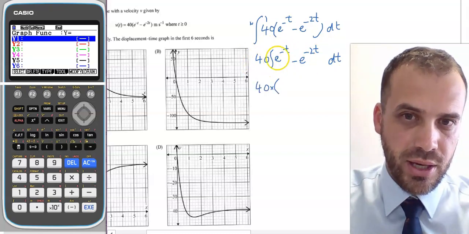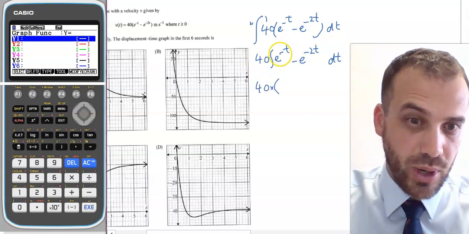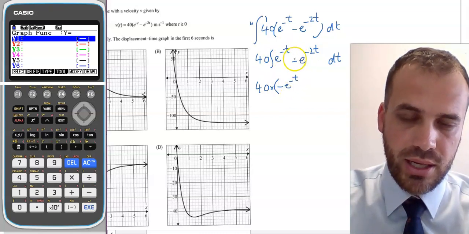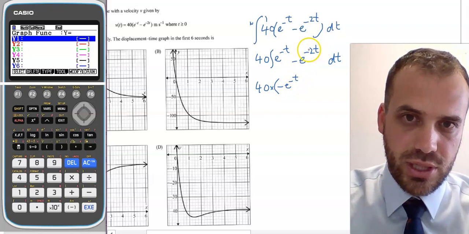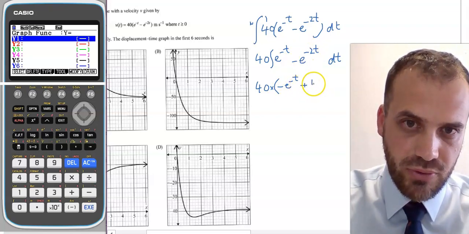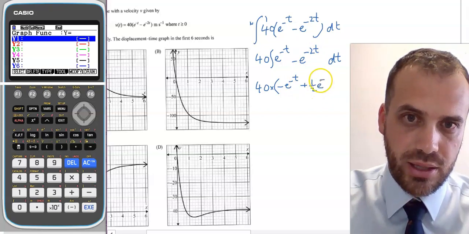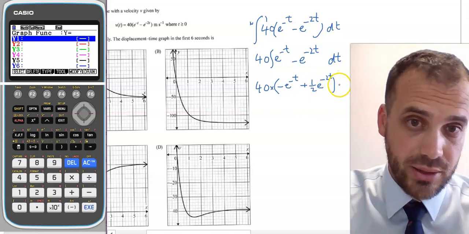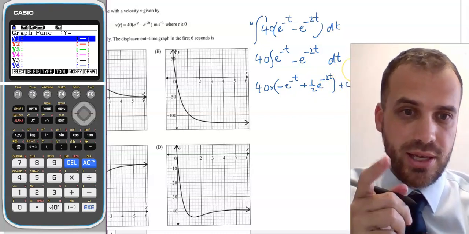E to the negative t, you divide by that negative 1, which is just going to give us negative e to the negative t. And integrating negative e to the negative 2t, you divide by that negative 2, which is going to end up giving us positive 1/2 e to the negative 2t. And don't forget, there's going to be this plus c here.